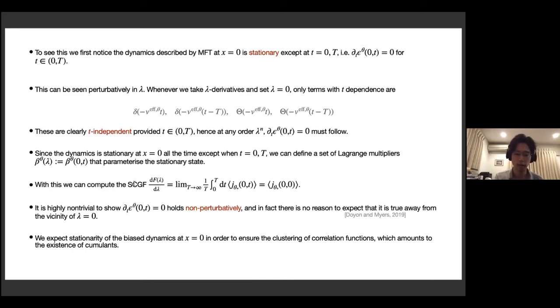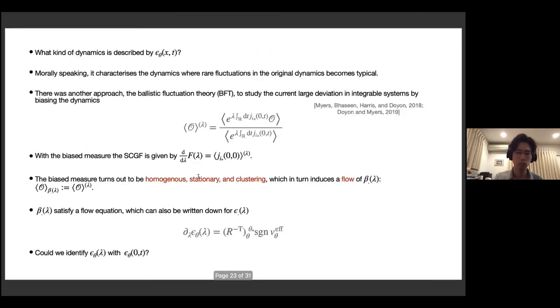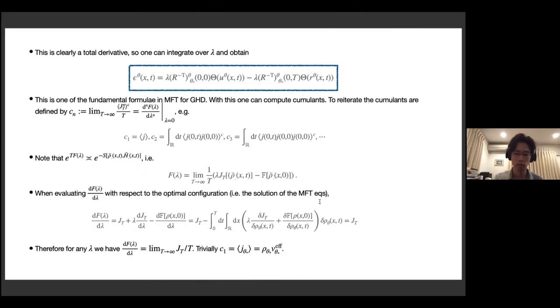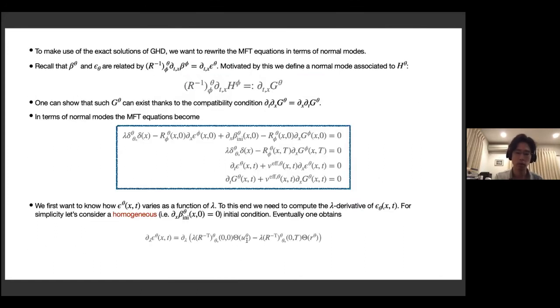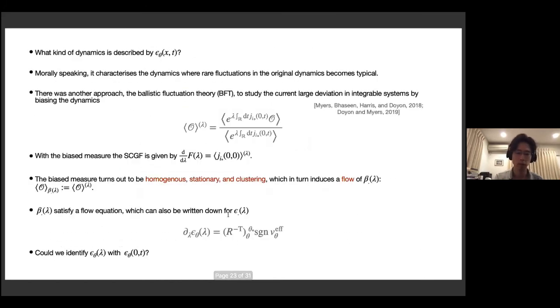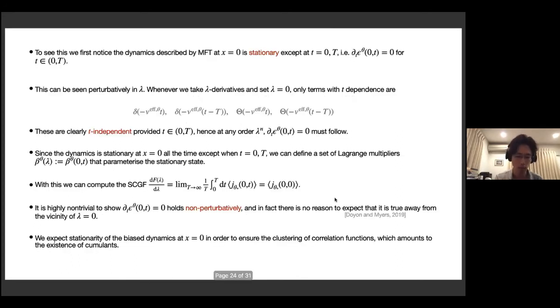And indeed, if you take lambda equals 0, then you can show that this flow equation is really the same as the flow equation satisfied by this epsilon lambda from BFT. And I expect that this is still true in the vicinity of lambda, so long as lambda is sufficiently small. So this really provides a nice comparison between the ballistic fluctuation theory and MFT.